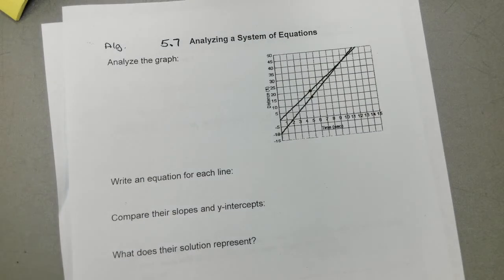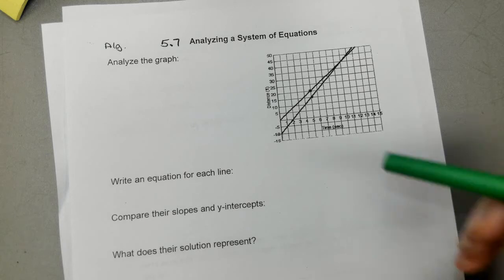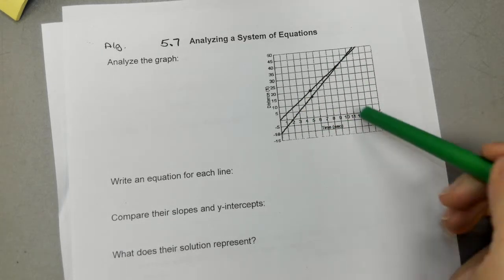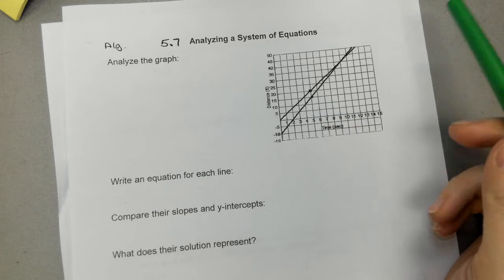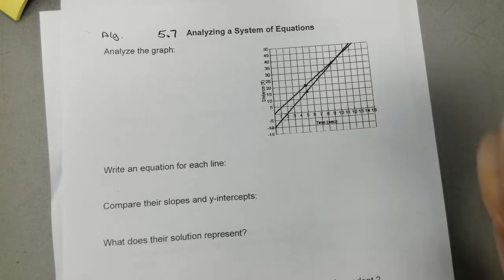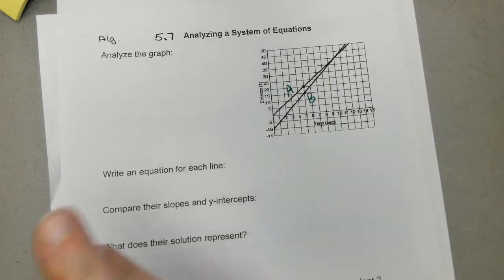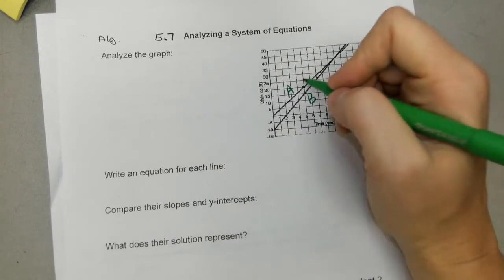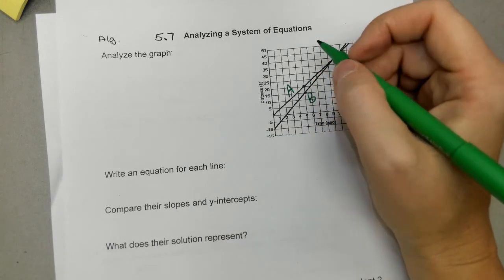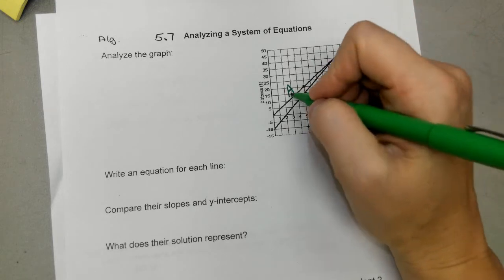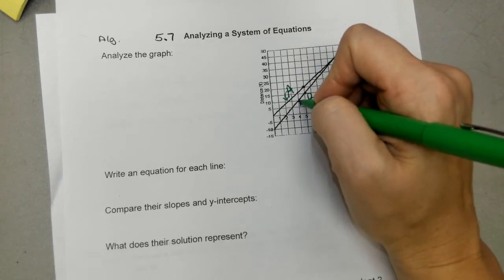So let's get started. The first thing we're going to do is I want you to look at this graph. We're going to analyze this graph. So let's look at it. We can see it has two lines. We're going to label this line A and this line B, just so we can call them something. So this is line A, this is line B.